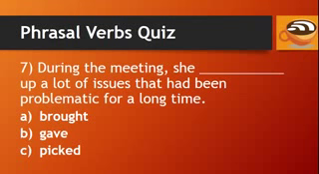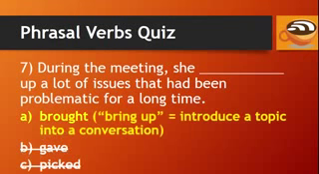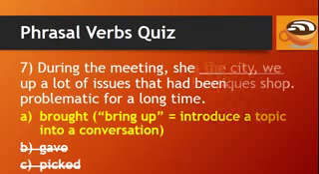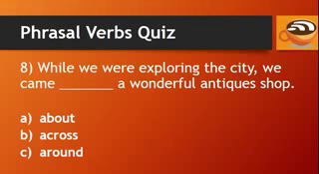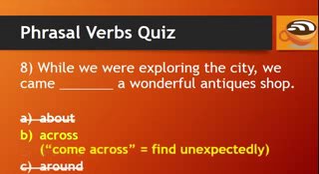Number 7. During the meeting, she brought up a lot of issues that had been problematic for a long time. The correct answer is brought. The phrasal verb bring up means to introduce a topic into a conversation or discussion. Number 8. While we were exploring the city, we came across a wonderful antiques shop. The correct answer is across. The phrasal verb come across means to find something unexpectedly.